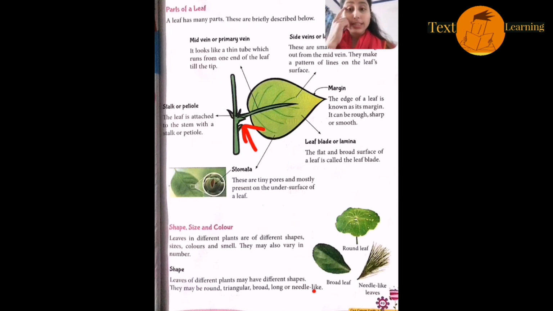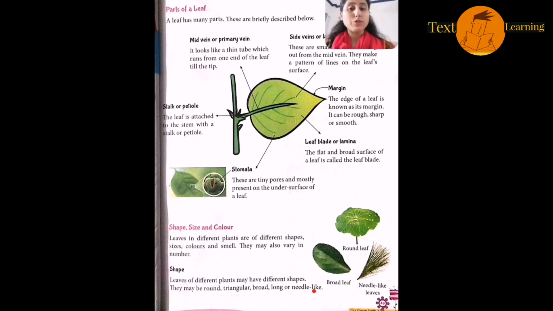So there are 6 parts of leaf. First is mid vein or primary vein. Second is side vein, or we can call them lateral vein, and next is margin, and then fourth is leaf blade or lamina, and fifth is stomata, sixth is stalk and petiole.